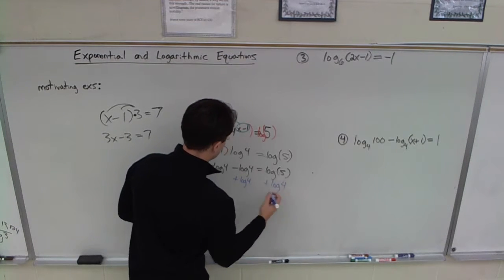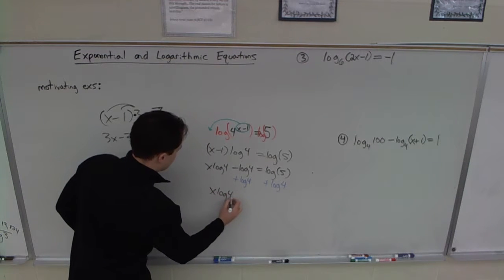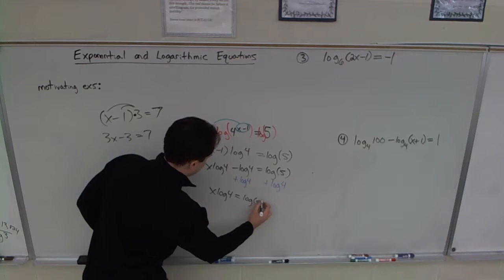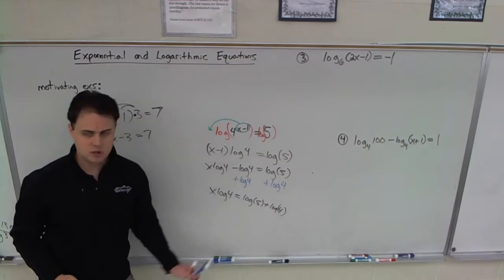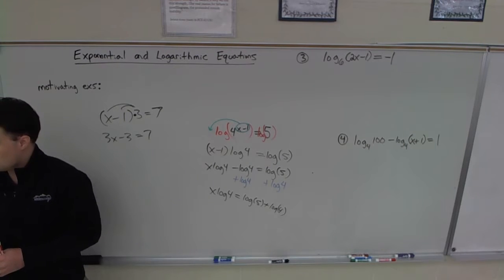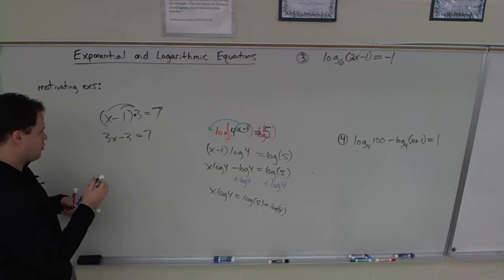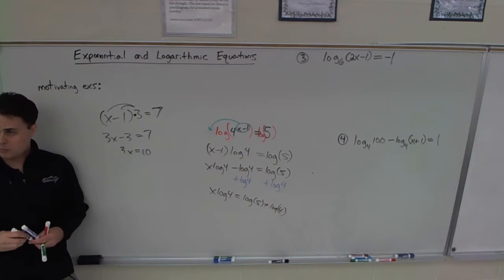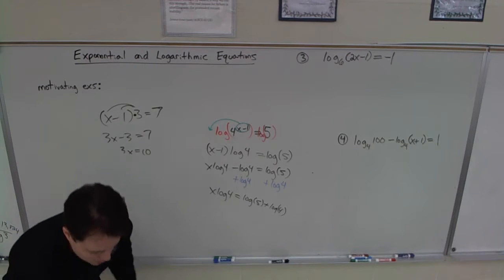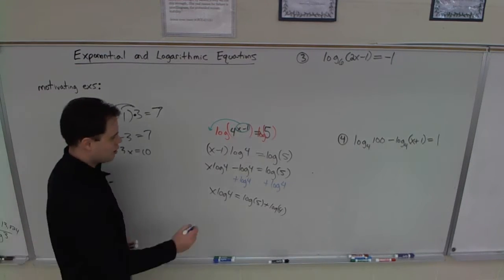They're just loggy numbers. So here I've got x log of 4 equals log of 5 plus log of 4. If you want to use log properties at this point to shove those together, you can. There's no need to. They're just numbers. But the last step over here, we would have what? 3x equals 10. Our last step over here would be divide by 3. So our last step over there is divide by that log.